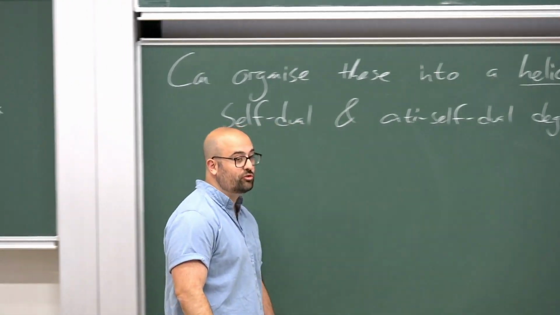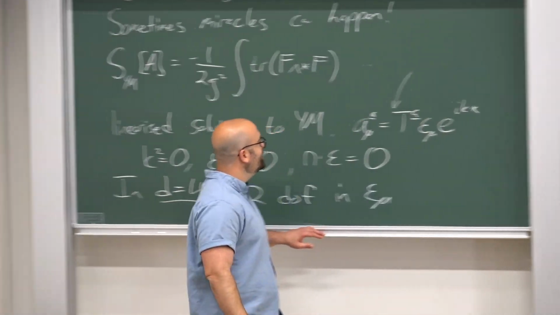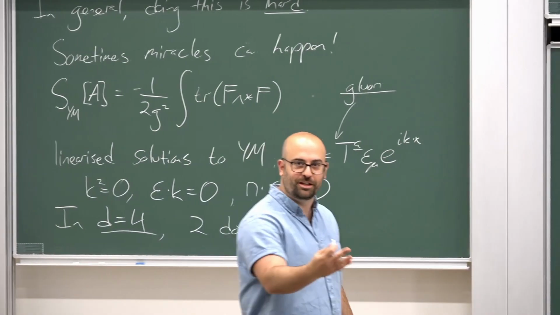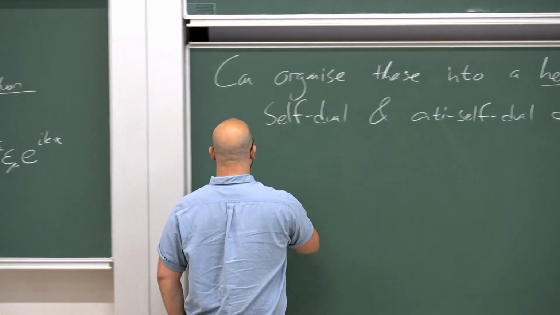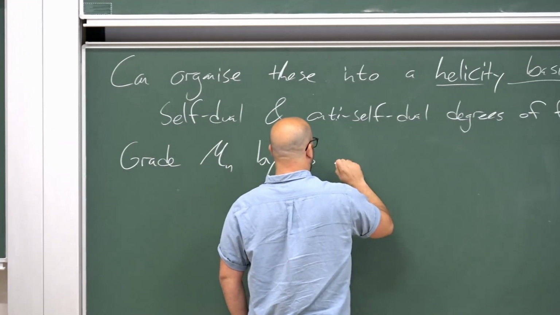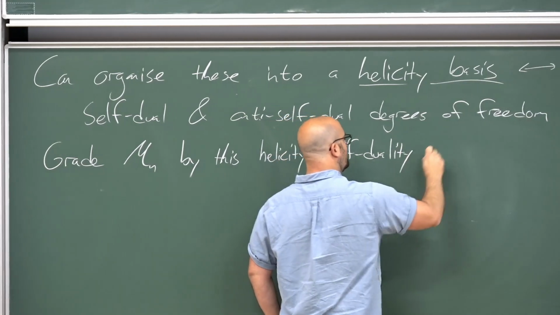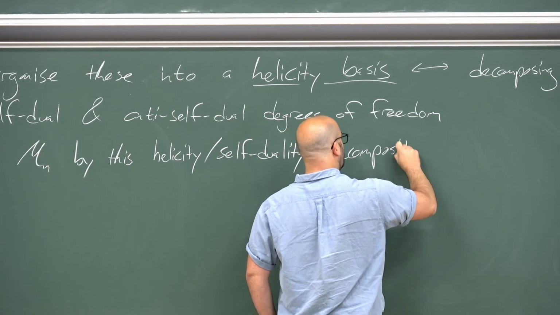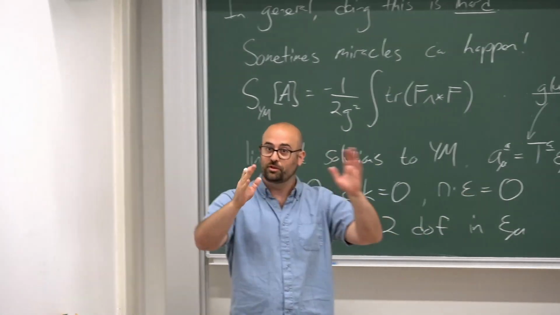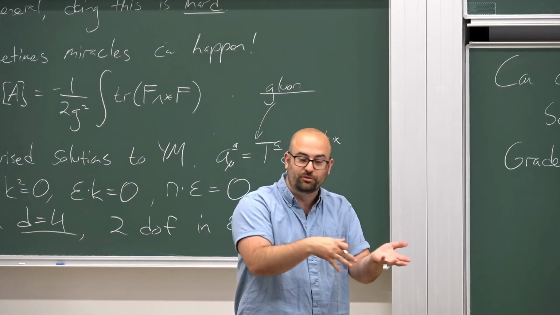And then something you can do is you can start grading your scattering amplitudes by this decomposition. Okay, so I should also say that this linearized solution of the Yang-Mills equations, this is what a physicist calls a gluon. Okay, so it's just fancy speak for a linearized solution of the Yang-Mills equation. So now we can grade our scattering amplitude by this helicity, or if you like, self-duality decomposition. So what do I mean by that? I mean, if you've specified the external states, so the collection of gluons you want to be the external states in your scattering problem, these things come with a label, which is just a plus or a minus, whether their linearized field strength is self-dual or anti-self-dual.